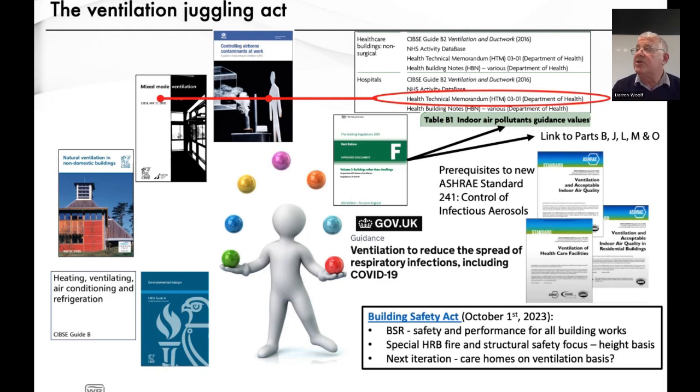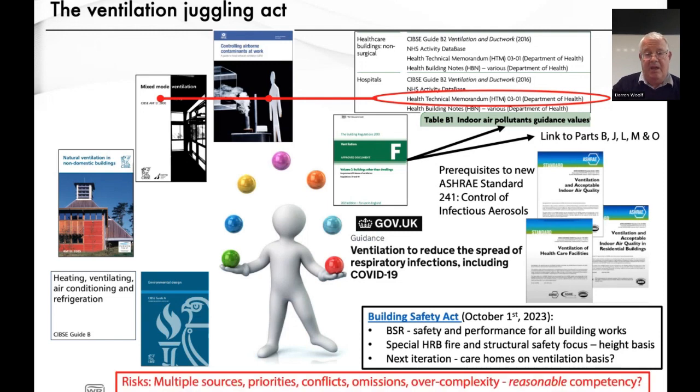So what's the next iteration going to be? Is it going to be, for example, care homes on a ventilation basis? If it is going to be something like that included, plus many other areas, we need to start to think about that now. So the risks, there's multiple sources, many priorities, conflicts, potentially emissions, over complexity, and this question of reasonable competency. What do we mean by reasonable competency? Would we expect a Grad +4 to have to navigate through all these various documents and find out what's the most appropriate for them?